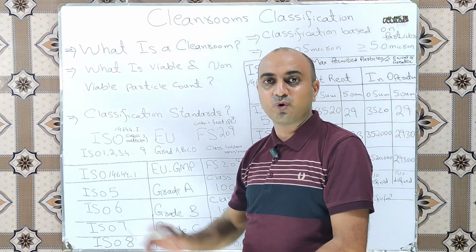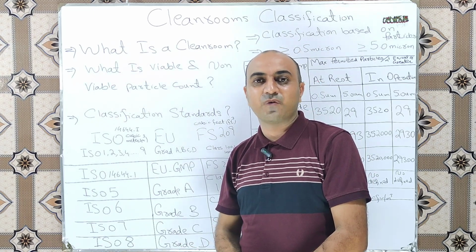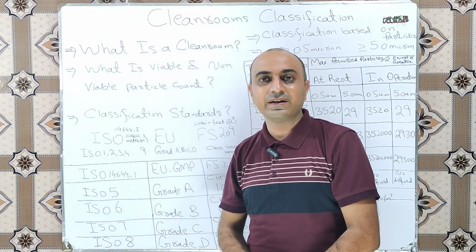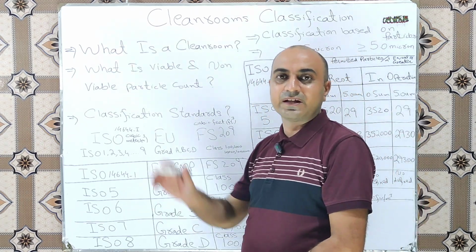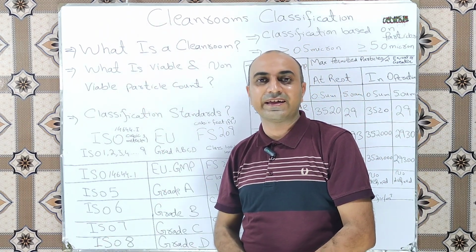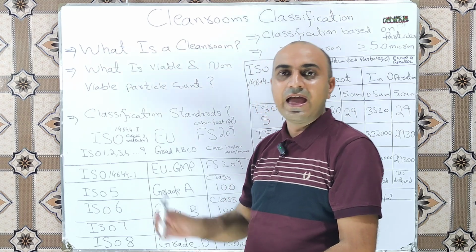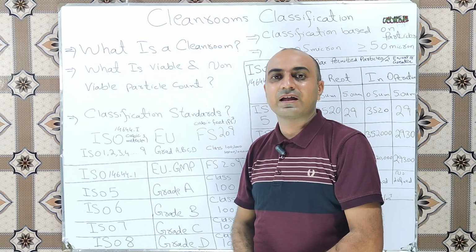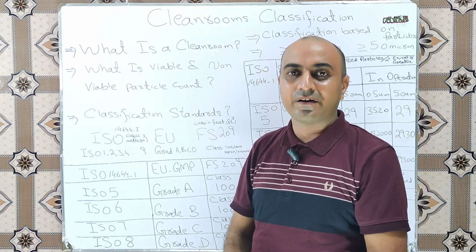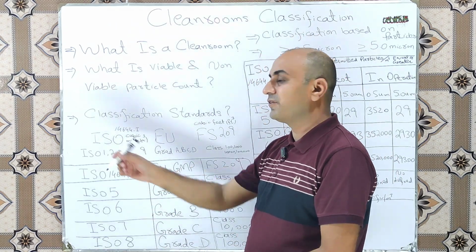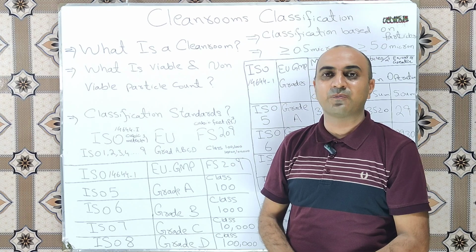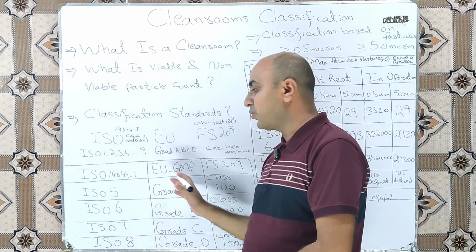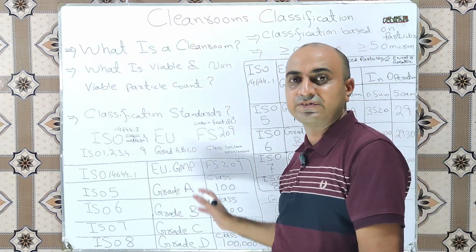ISO classifies clean rooms into 9 classes: ISO 1, ISO 2, ISO 3, 4, 5, 6, 7 and 8 till 9. European standards classify clean rooms into grade A, grade B, grade C and grade D, and FS 209 classifies clean rooms into class 100, class 1000, 10,000 and 100,000. In pharmaceutical industries, the ISO classes start from ISO class 5, 6, 7 and 8. Now have a look at the relationship of these three standards.